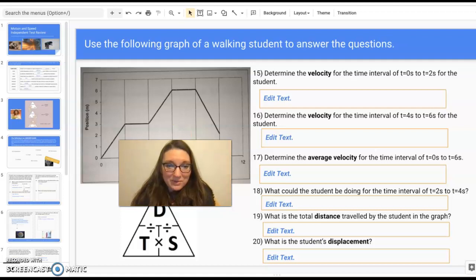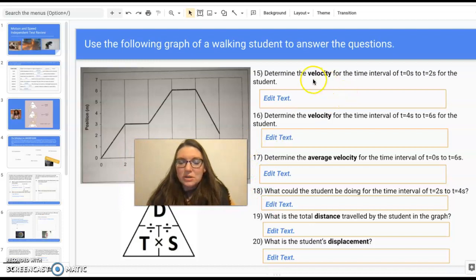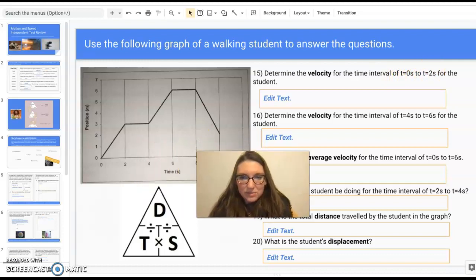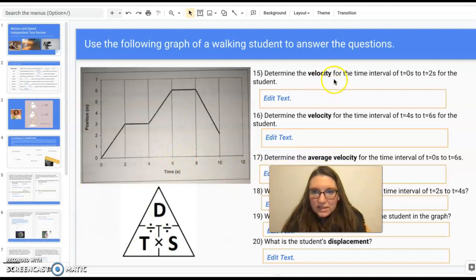Okay, so now we are going to look at this graph here and answer these questions. So let's determine the velocity for the time interval of t equals 0 seconds to t equals 2 seconds for the student. So that t equals stuff just means time. So velocity from 0 to 2 seconds.